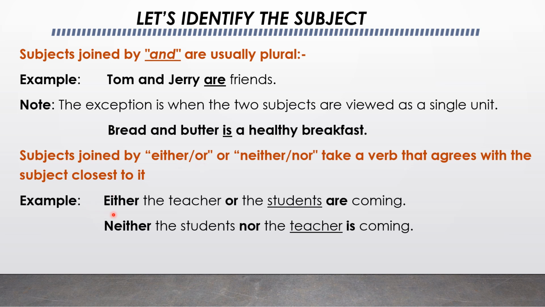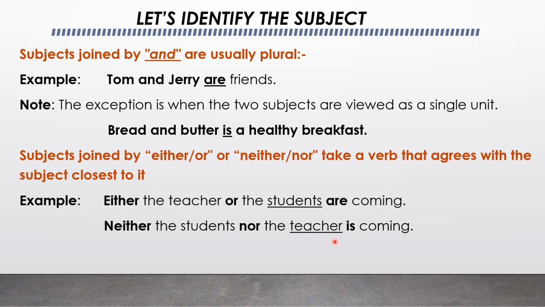फॉर एग्जांपल, either the teacher or the students. टू सब्जेक्ट्स हैं, टीचर एंड स्टूडेंट्स. इधर or से उनको ज्वाइन किया गया है, सो either teacher or students. So nearest one to our verb is students. So according to students, are is used here, right? In next example, neither the students nor the teacher is coming.